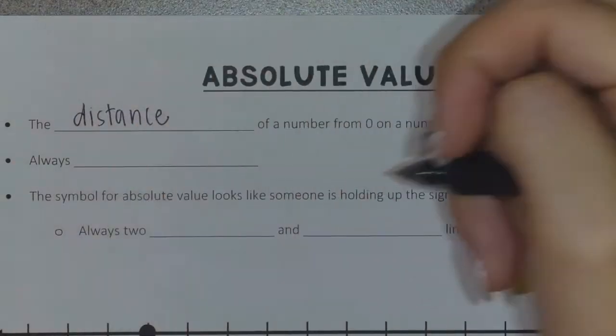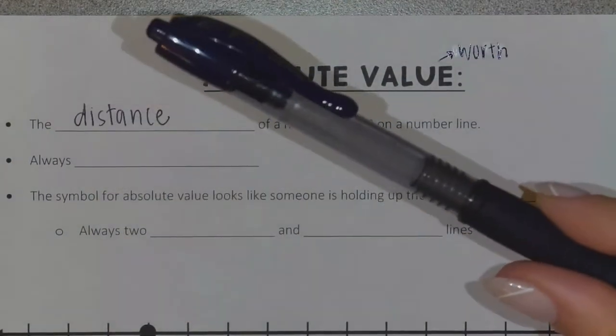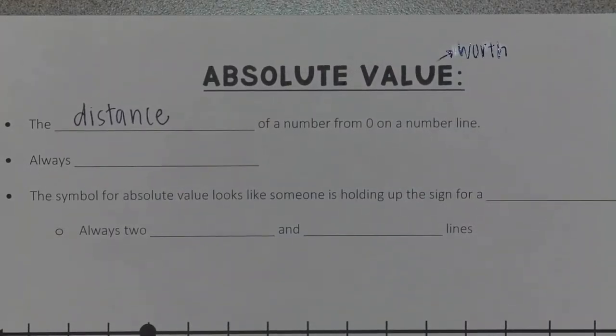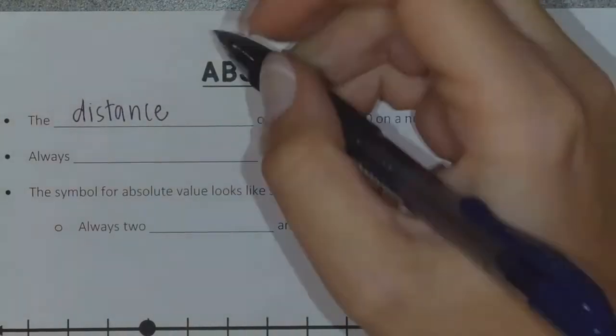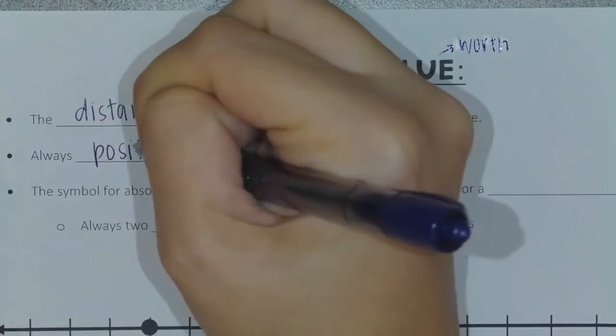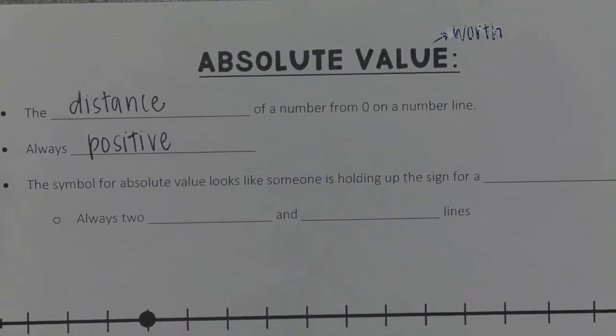Now, when we measure distance, it would be really weird to say that my pen is -2 inches away from me, right? We don't measure distance in negative numbers. Or my house is -18 miles from here. It just sounds weird and it's not right. So distance is always measured with a positive number. So our answer to any absolute value question is going to be a positive integer because it's measuring the distance.